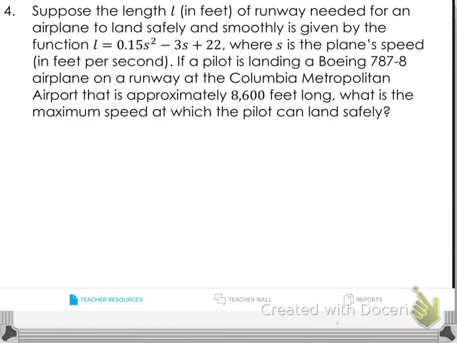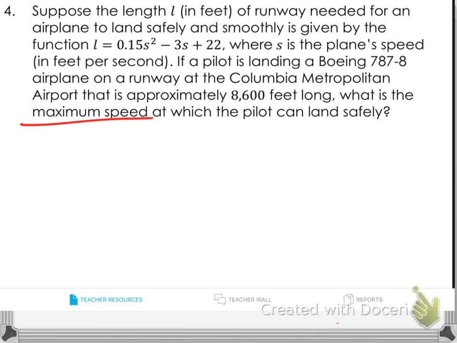Suppose the length L in feet of runway needed for an airplane to land safely and smoothly is given by the function L is equal to 1/500 s squared minus 3s plus 22, where s is the plane's speed in feet per second. If a pilot is landing a Boeing 787-8 airplane on a runway at the Columbia Metropolitan Airport that is approximately 8,600 feet long, what is the maximum speed at which the pilot can land safely?